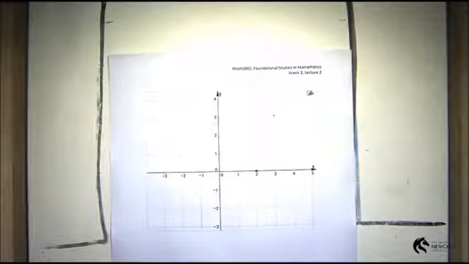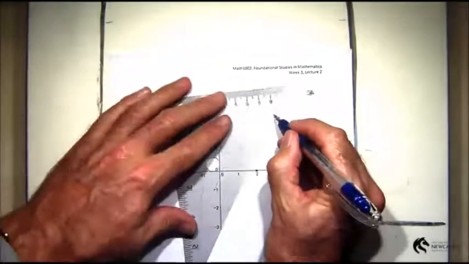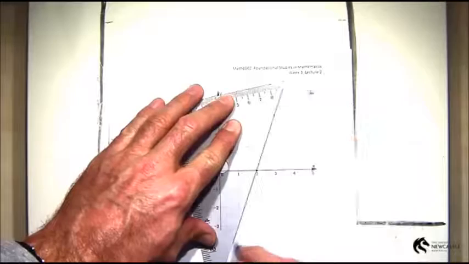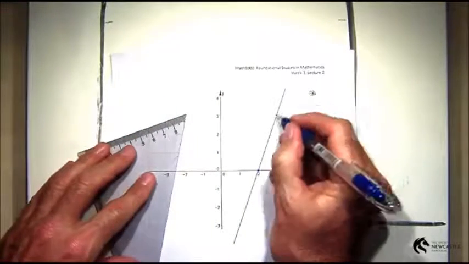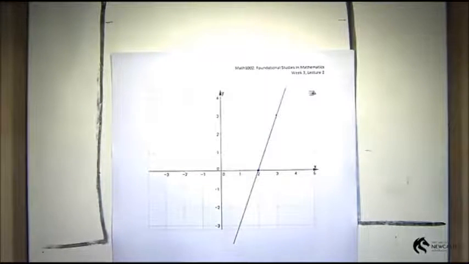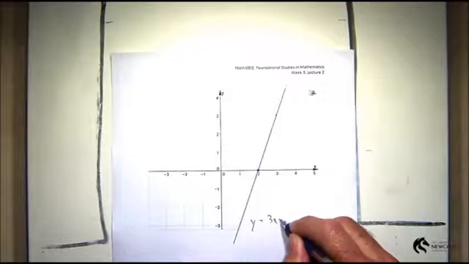Okay, so first of all, let me draw the graph of the function. So this is the graph here of f(x) = 3x - 6. It goes something like that. So it's got an x-intercept of 2 and a y-intercept of -6 down there. So that's the graph of y = 3x - 6.